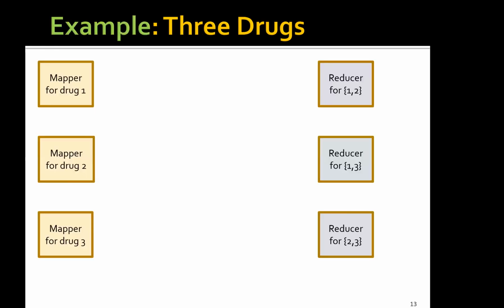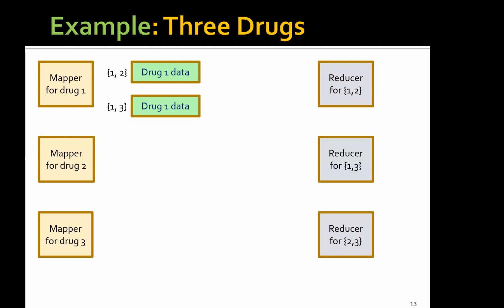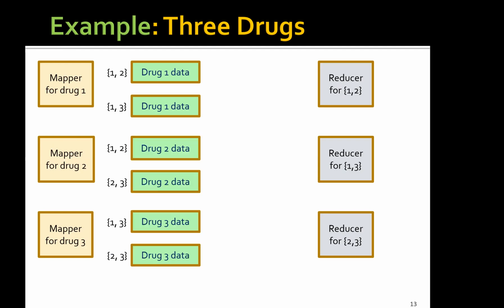I want to give you a little picture of this process. I'm going to assume 3 drugs rather than 3,000 because my slides just aren't that big. So here's the mapper for drug 1. The first thing it does is generate the key 1,2, where 2 is, of course, one of the other drugs besides 1, and the value will be the drug 1 data. Then it also generates the key 1,3, 3 being another drug besides 1, and attaches the value, again the drug 1 data, which is the only thing that the mapper for drug 1 has. And in parallel, the mappers for drugs 2 and 3 are doing the analogous thing, producing all the keys. For example, the mapper for drug 2 produces the keys 1,2 and 2,3, with the drug 2 data, and so on.